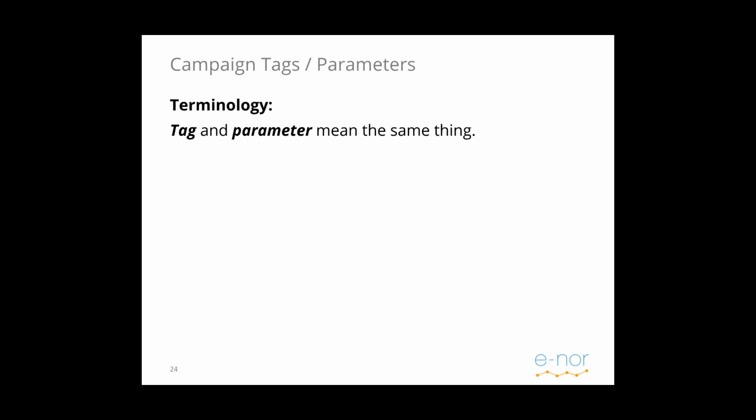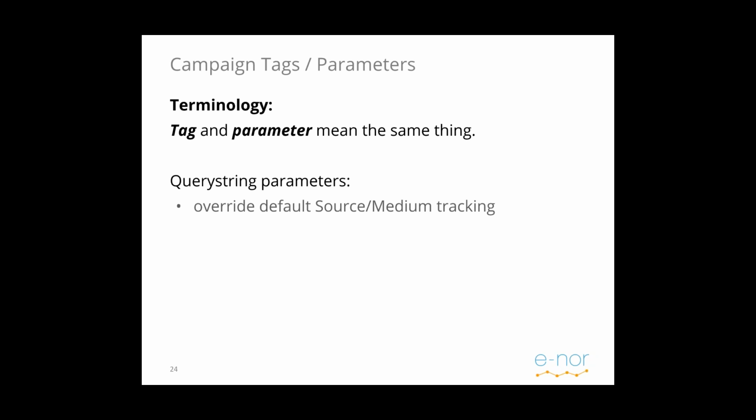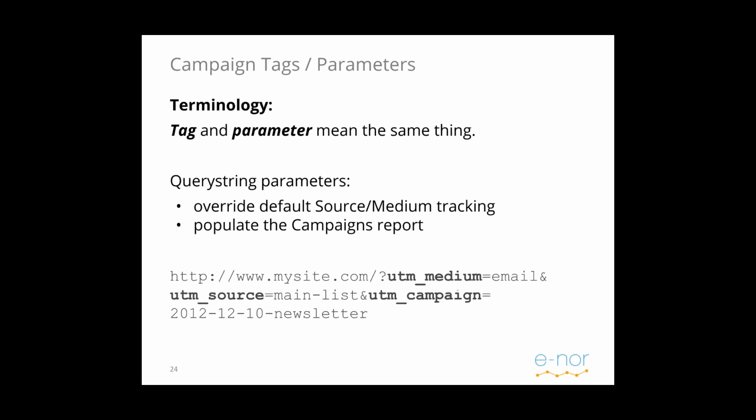In this case, a tag or parameter will designate query string parameters that we add to the end of our URLs that override the default source and medium tracking, and also are going to populate the campaigns report specifically. So when we have an inbound link that has this extra information added to it, we are going to override the default source and medium tracking.